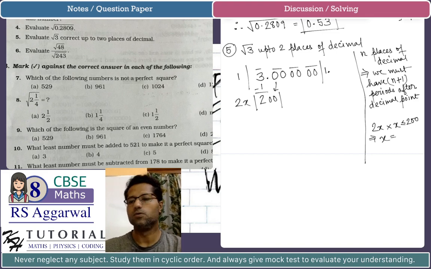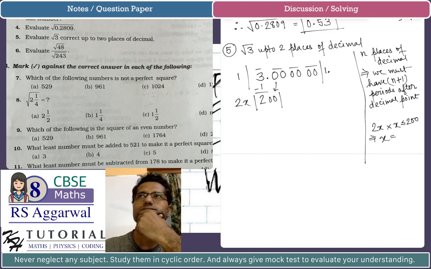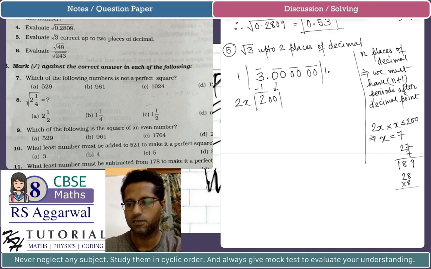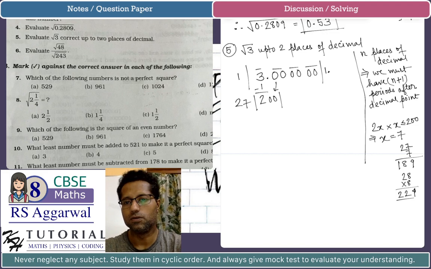Can it be 8? No, it cannot be 8. I think it will be 7. 27 multiplied by 7 is 189. You can also check that 8 will not be x, because 28 multiplied by 8 is 224, which is exceeding 200. So x will be 7. I will put 7 over here, and 7 will be appended to the quotient, and 27 multiplied by 7 is 189.